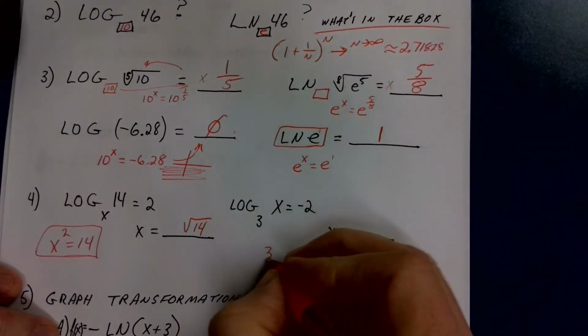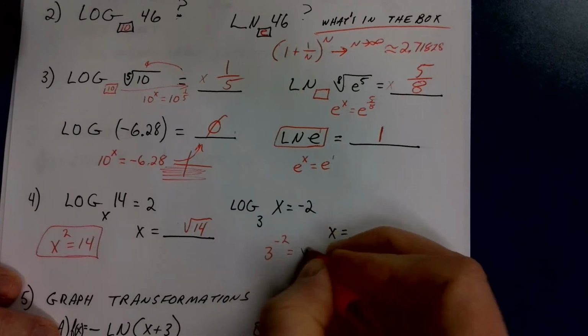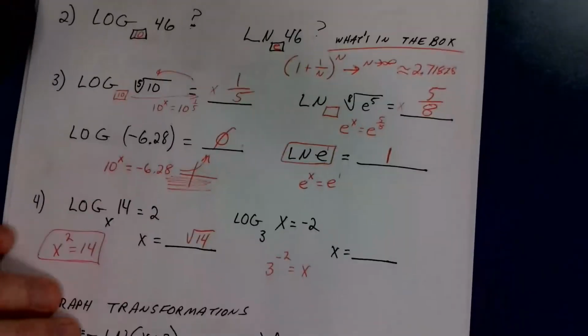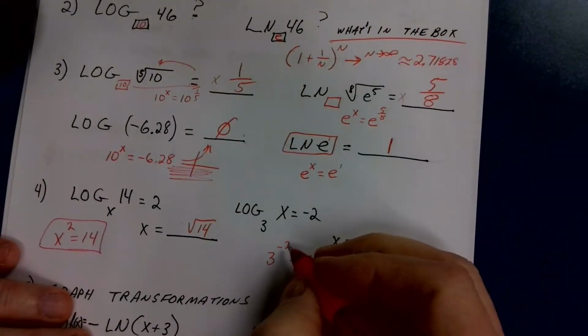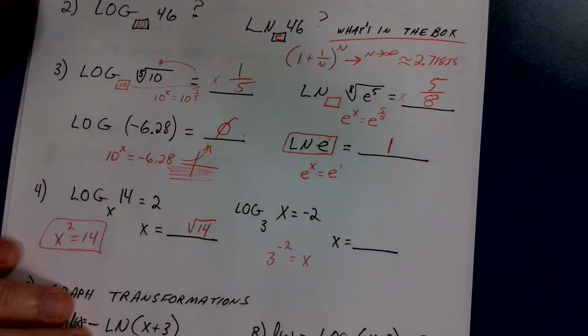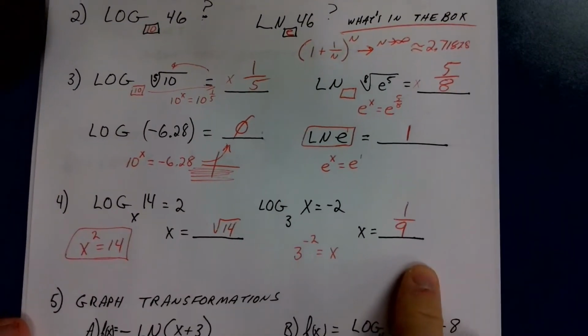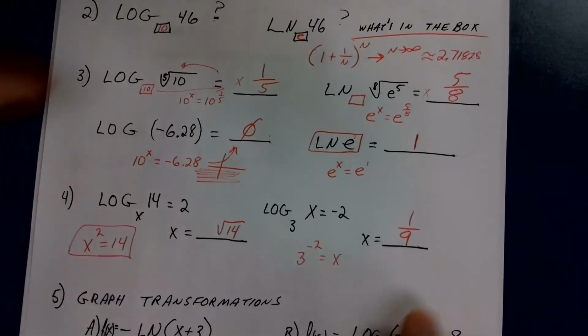Over here, this would be 3 to the negative 2 power equals x. Remember, that's the conversion that we talked about right up here in the very beginning. 3 to the negative 2 equals x. Well, 3 to the second is 9. Negative exponent means it goes downstairs. So we know that that power would be 1/9. Is that okay?